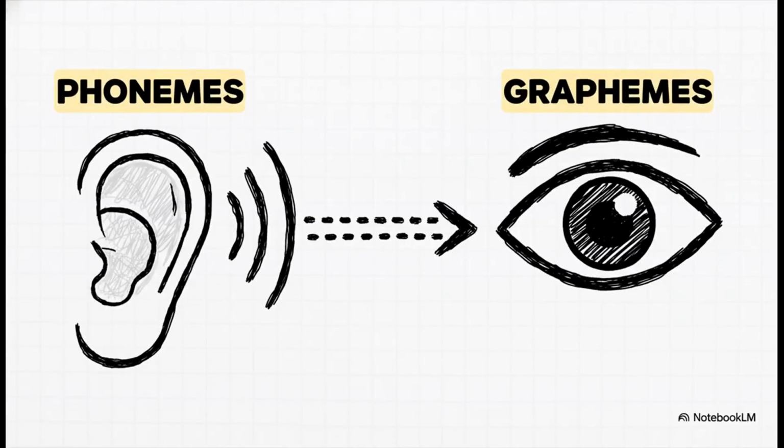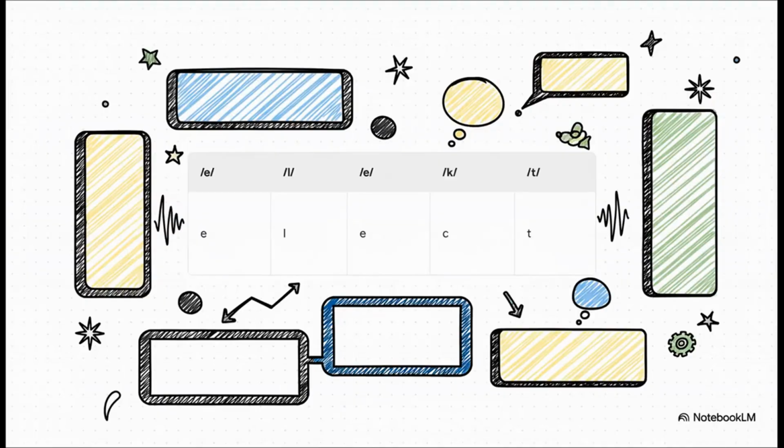Okay, this next step is where the magic really happens. We're going to make the sounds visible. This technique is called phoneme-grapheme mapping, and it's all about making that solid connection between the sounds kids hear, the phonemes, and the letters they see on the page, the graphemes. You'd be up at the board drawing boxes for each individual sound. As you stretch out elect, /ē/, /l/, /ĕ/, you'll write the letter that makes each sound in its own box. This is such a powerful multisensory step for learners.